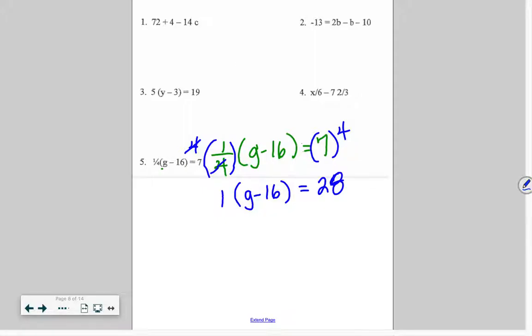So when you have the distributive property and it's a fraction that's being distributed, you're only getting rid of the fraction inside or outside of the parentheses. Everything else is considered to be protected. So instead of finding a fourth of it, now you're just distributing a 1, which of course is just g minus 16 equals 28.